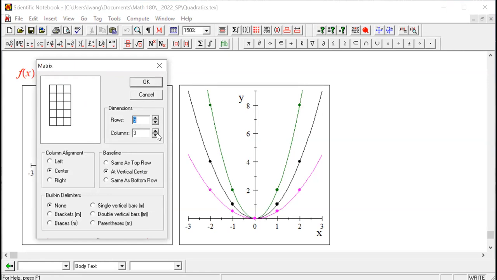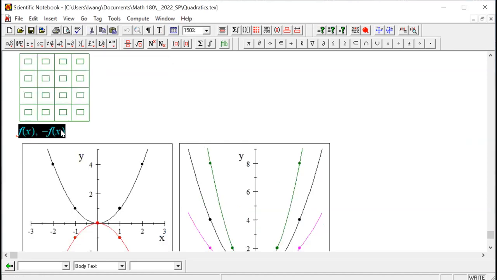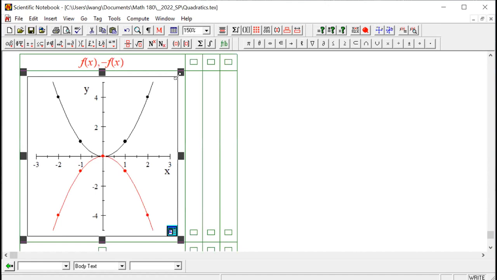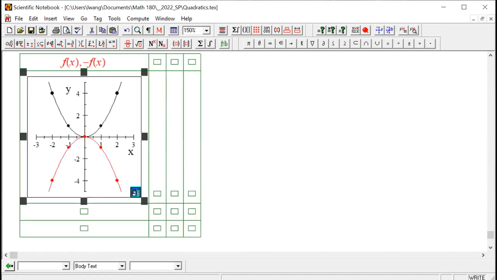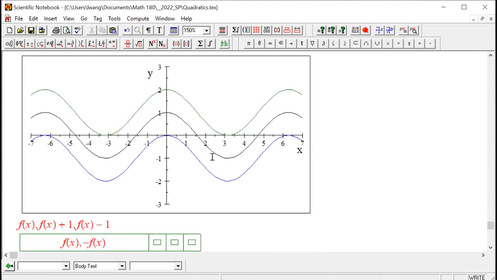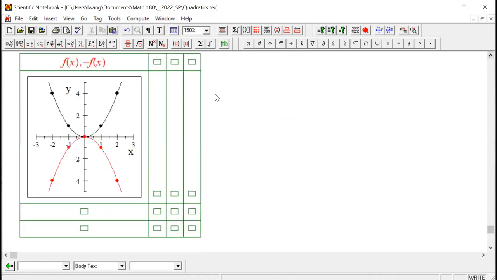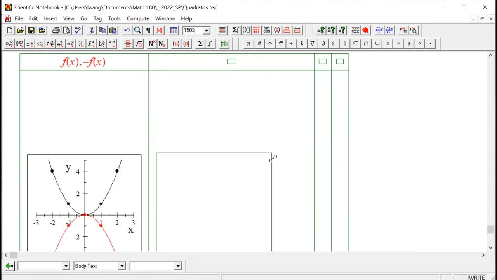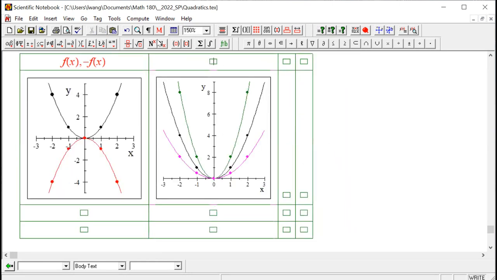One more column, just in case. So f of x, negative f of x. So that picture is flipping over. That example, and we can even put more examples here. And the next case is over here. Let me delete it. Okay, so put it over here. That's going to be the second column. So what are they?